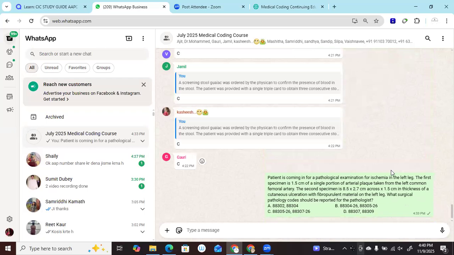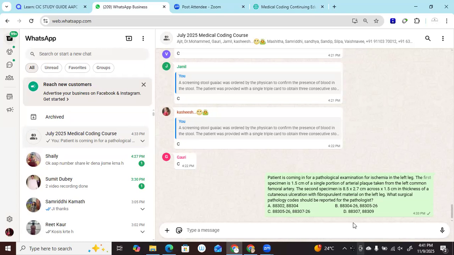Okay. So back to the question. The patient came for the pathological examination of the common femoral artery, and the second specimen is the skin. So we will rule out one by one. We have to use 88304 because in our option, the patient is having the artery issues. So the code should be 88304.